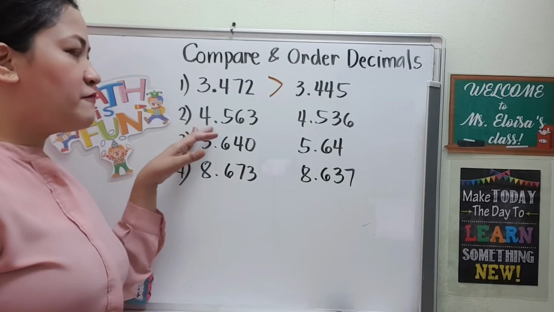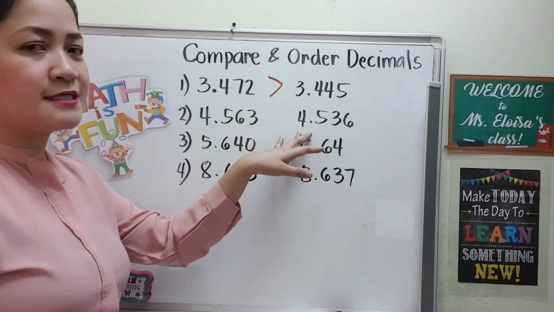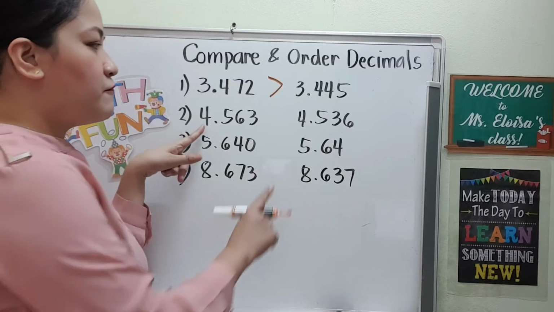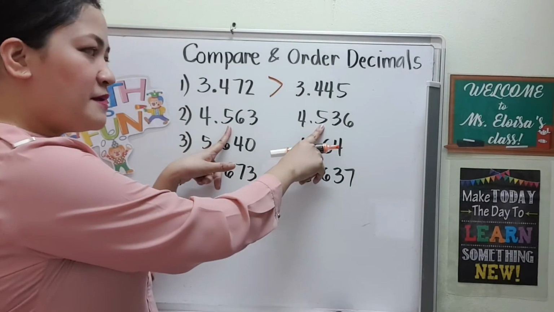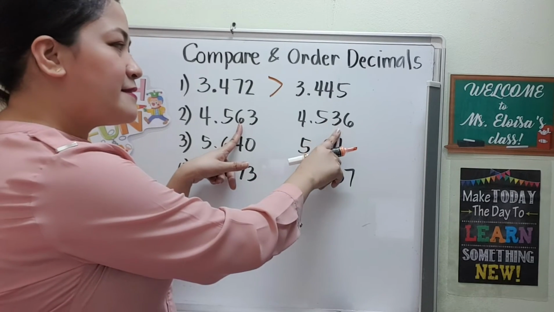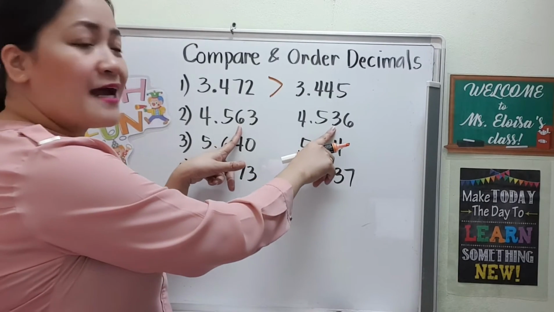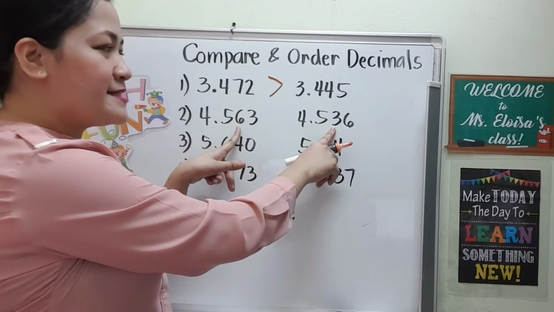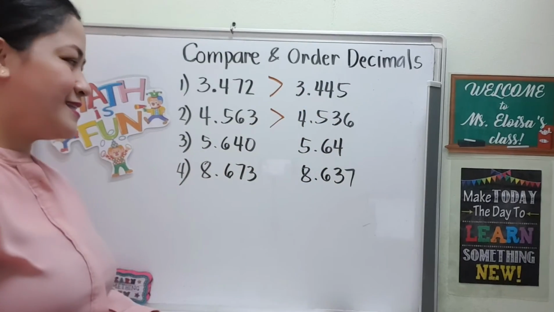Number 2. We have 4 and 563 thousandths and 4 and 536 thousandths. So 4 and 4 in the ones place are the same. 5 and 5 in the tenths place are the same. 6 and 3 are different digits in the hundredths place, and 6 is greater than 3, so that is greater than.